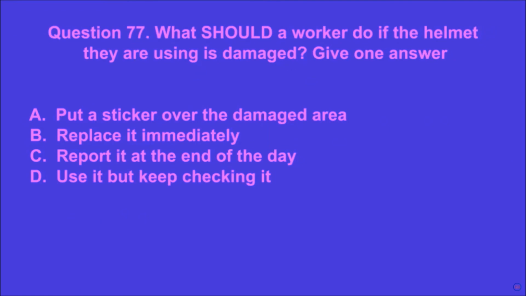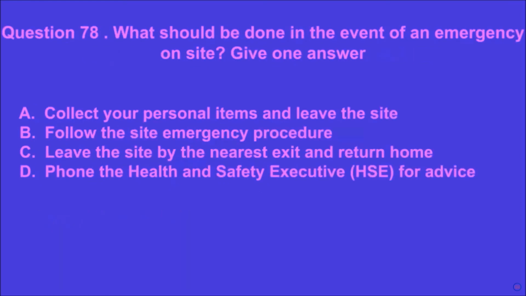What should a worker do if the helmet they are using is damaged? Give one answer. A. Put a sticker over the damaged area. B. Replace it immediately. C. Report it at the end of the day. D. Use it but keep checking it. Correct answer is B. Question 78.